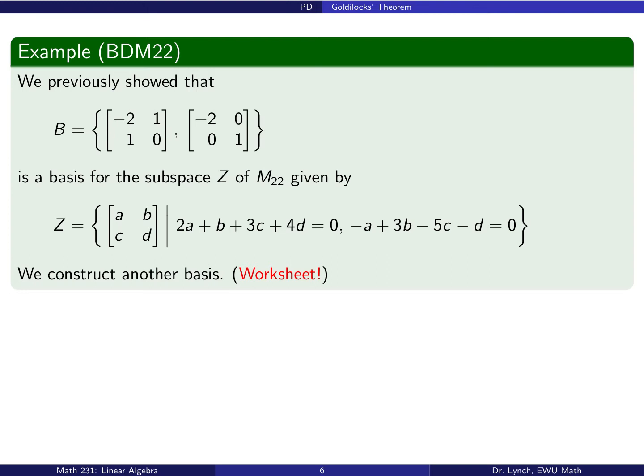Again, a basis for this subspace should have the same number of elements, 2, and all you have to do is show that they're both elements of the subspace and that they're both linearly independent. So check that out on the worksheet and let me know if you have some questions.